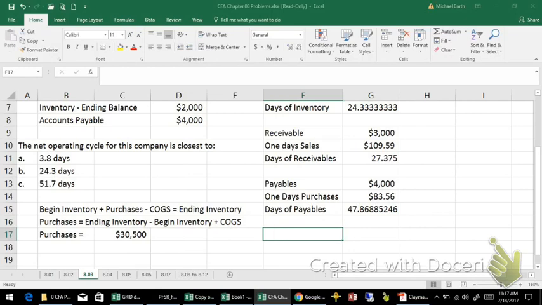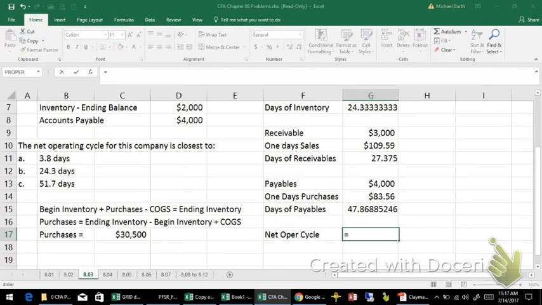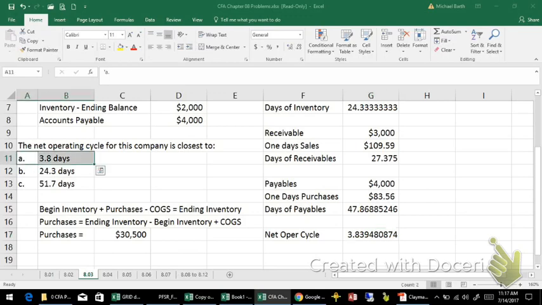So my net operating cycle is equal to days of inventory plus days of receivables minus days of payables. And I get about 3.84 days. All right, and that tells me answer A is the closest answer, and that's the result.